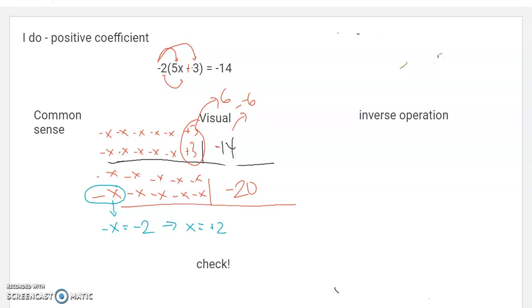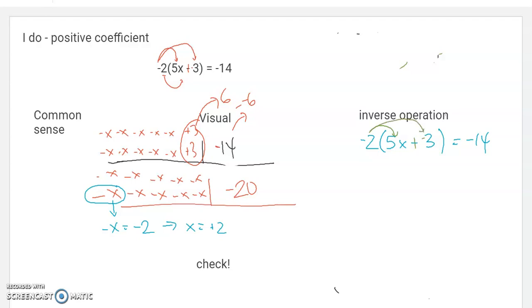So that's how you handle distributing the negative with the drawing strategy. With the inverse operation strategy, it's really no different than if it were positive. You just have to know your positive and negative rules well. That's the big thing. So if this negative 2 were positive, we would just multiply it by everything in the parentheses after we add the opposite, of course.